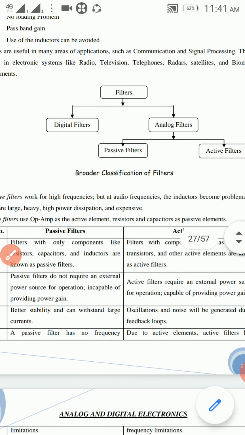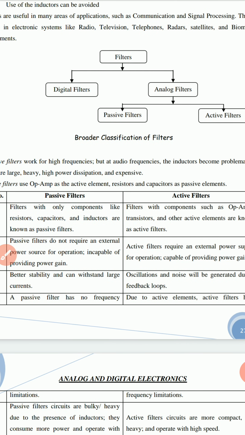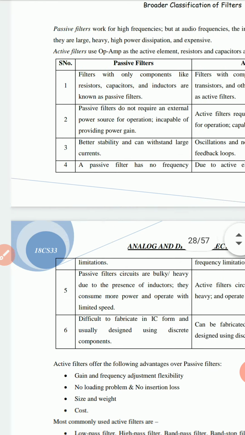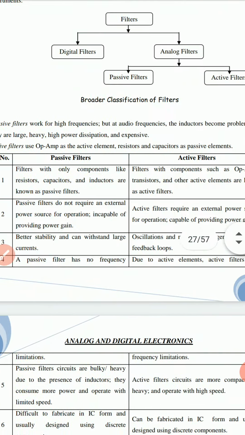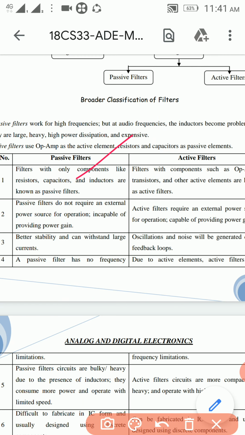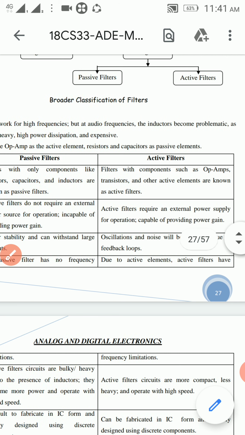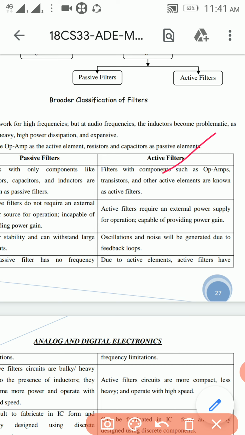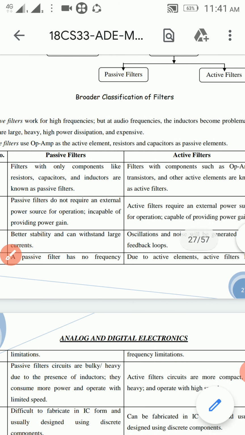So what is a passive filter? Filters with only components like resistors, capacitors, and inductors are known as passive filters. Active filters are filters with components like operational amplifiers, oscillators, transistors, active elements. Passive filters do not require any external power source for operation and are incapable of providing power gain. In active filters, there is a requirement of an external power supply.